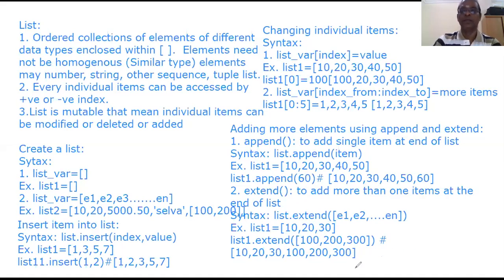Then how can we insert one item at a specified index into an already existing list? We should go for insert. For insert, we have to specify the index as well as the new value. Here 1, 2: 1 is the index, 2 is the value. There is the 0th item as well as the first item. This 3 will become the second item. Then 2 will be inserted as the first item. Then the output of this one is 1, 2, 3, 5, 7.